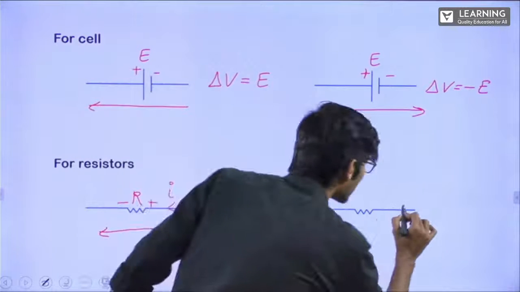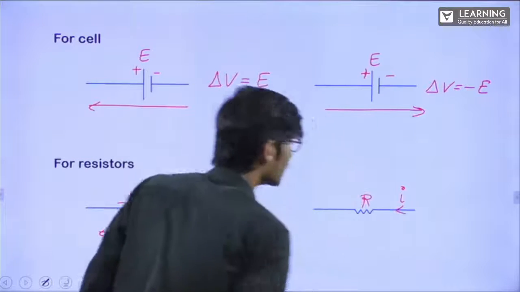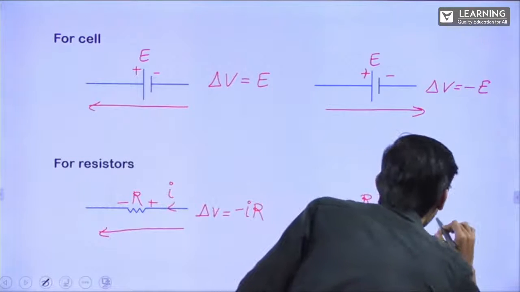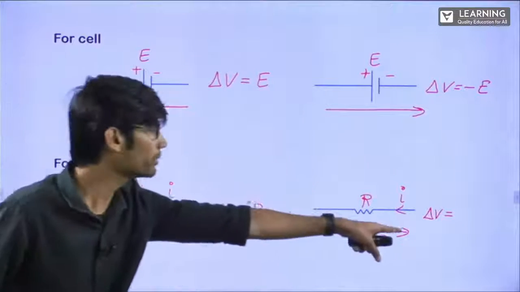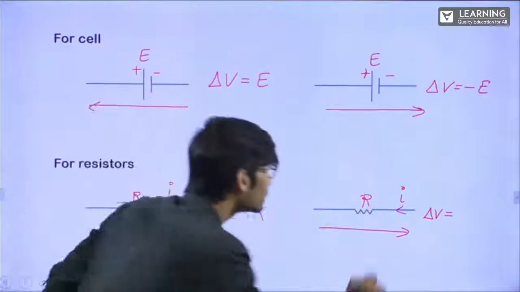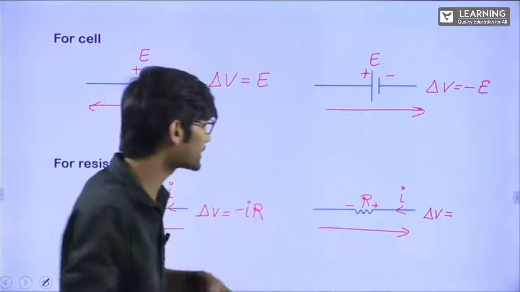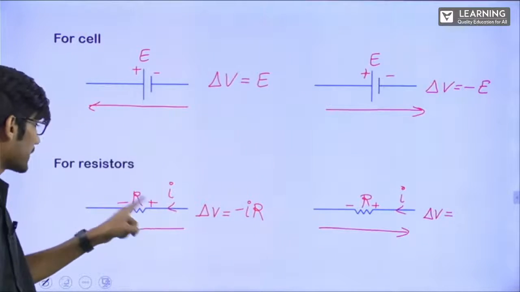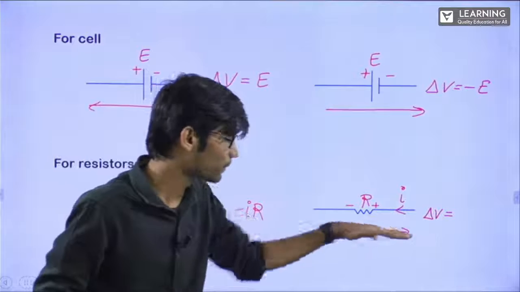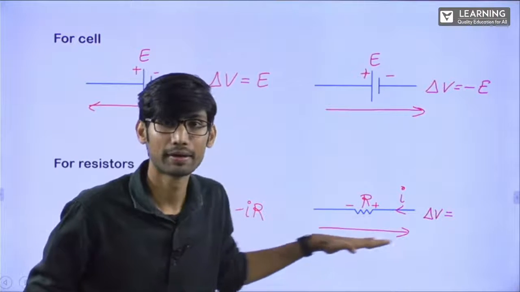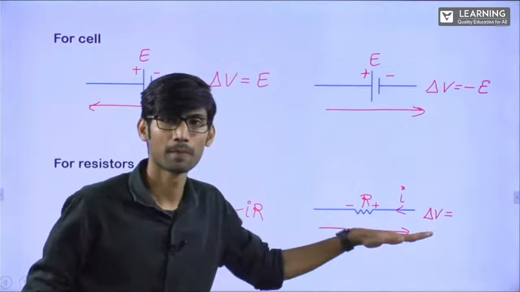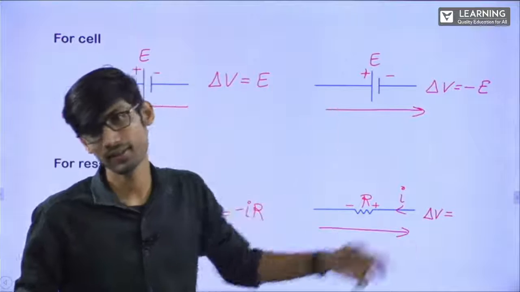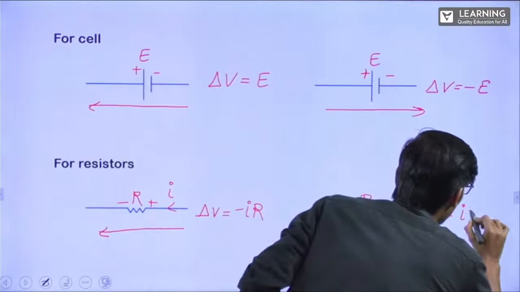Again, the direction of current I will take same only. This is I, this is R. Now my direction is in this direction. What will be delta V? Current flows from higher to lower. Again, this will be positive, this will be negative. This time, my path is minus to plus. Here, my path was plus to minus, right? The loop I have taken is in this direction. From minus to plus we are going. From lower to higher we are going. Potential gain is happening. This will be plus IR. Clear?